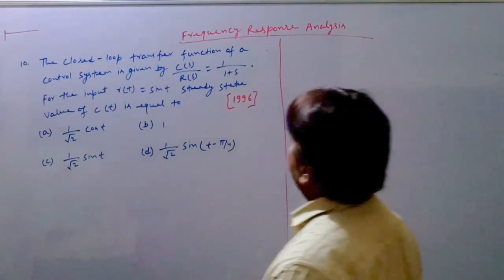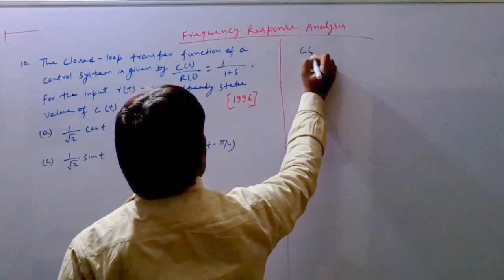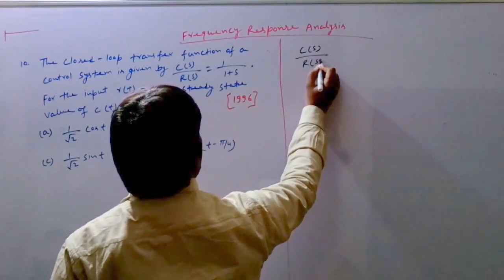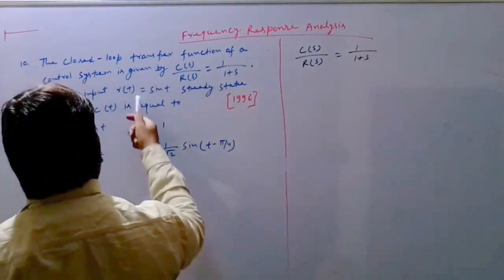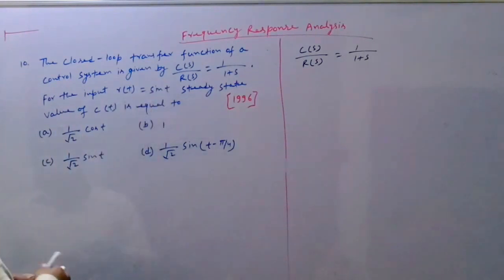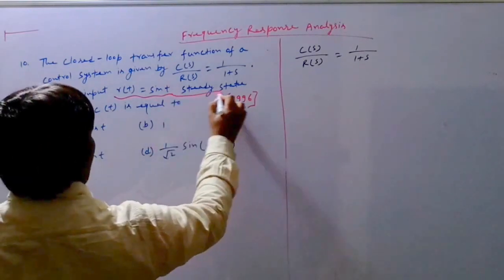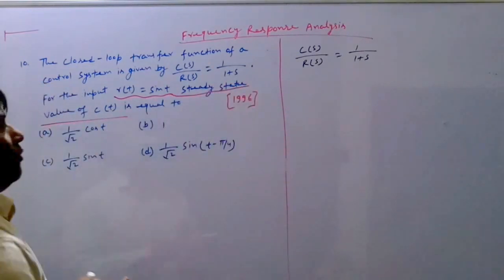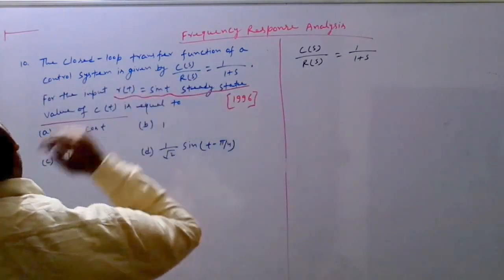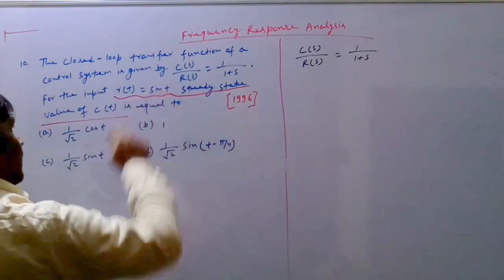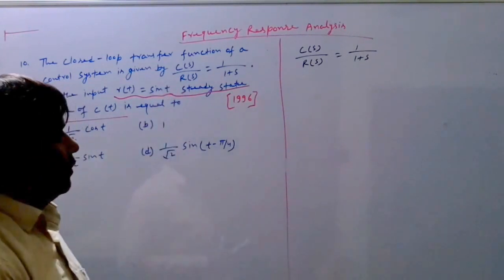So the transfer function, that is C(s) divided by R(s), is given as 1 by 1 plus s. Now since the input is a sinusoidal input, and it is asking about the steady state value of c(t), omega is 1 here, because sin omega t means here omega is 1.